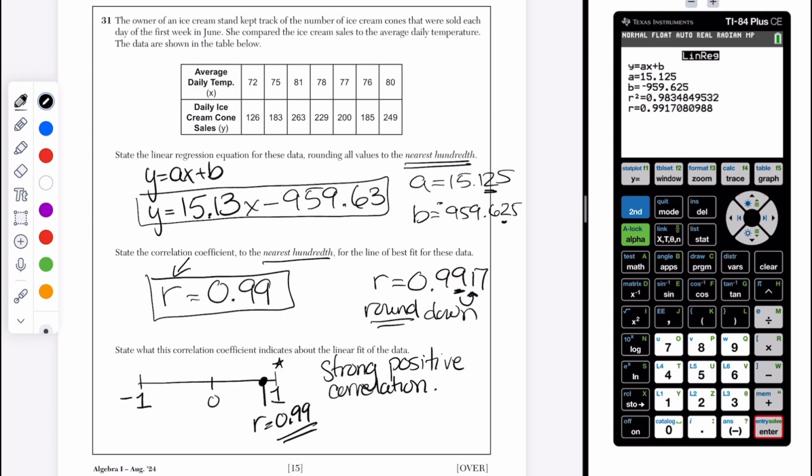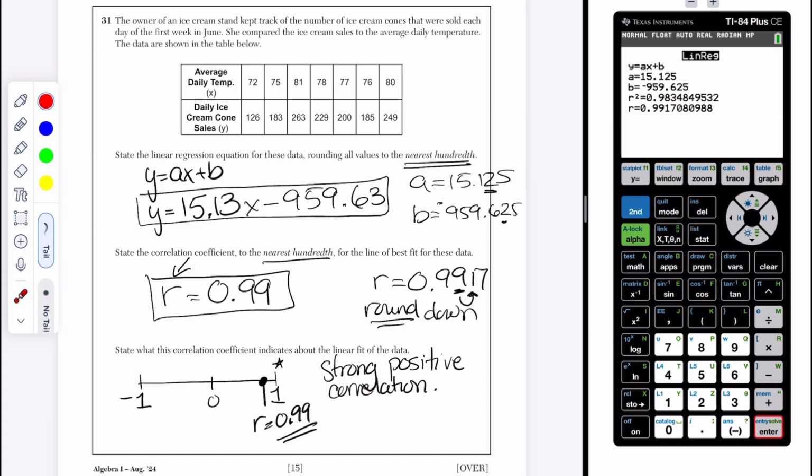And that's it. That's all they're asking. They're not asking for any justification. They just want to know, is there a correlation, and how strong is it? And I'm using my R to tell me that, because it's very close to positive 1, it is a strong positive correlation. If this was a negative 0.99, then it would be a strong negative correlation. If it's somewhere around 0, then it is a weak correlation.